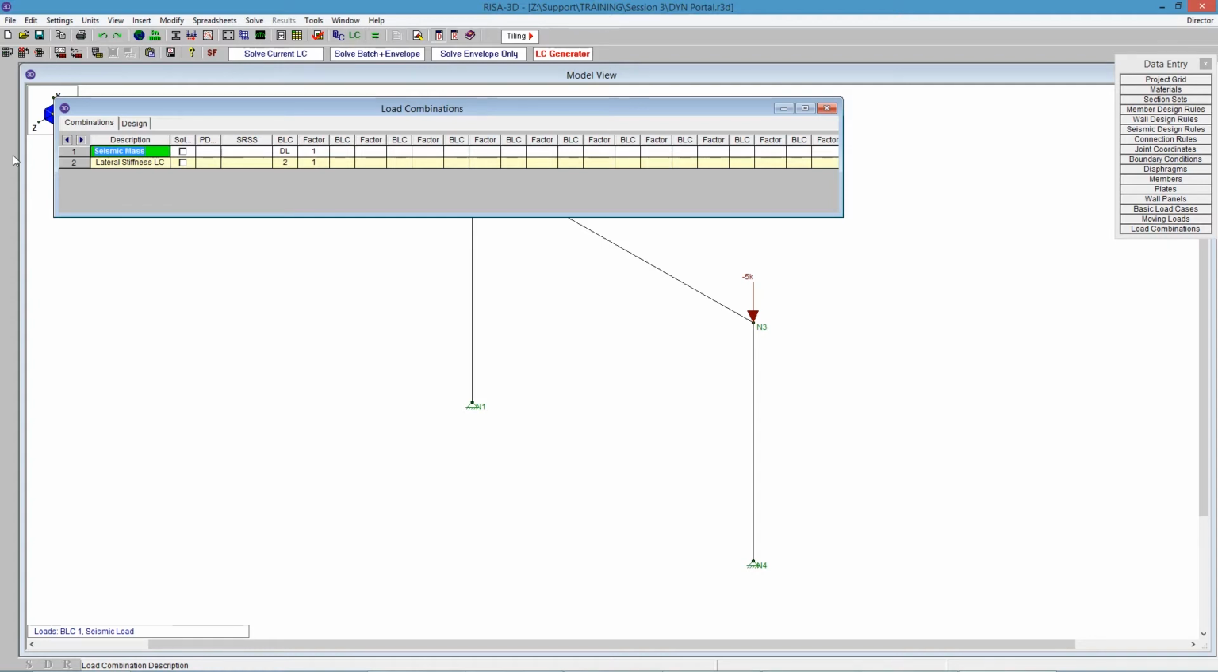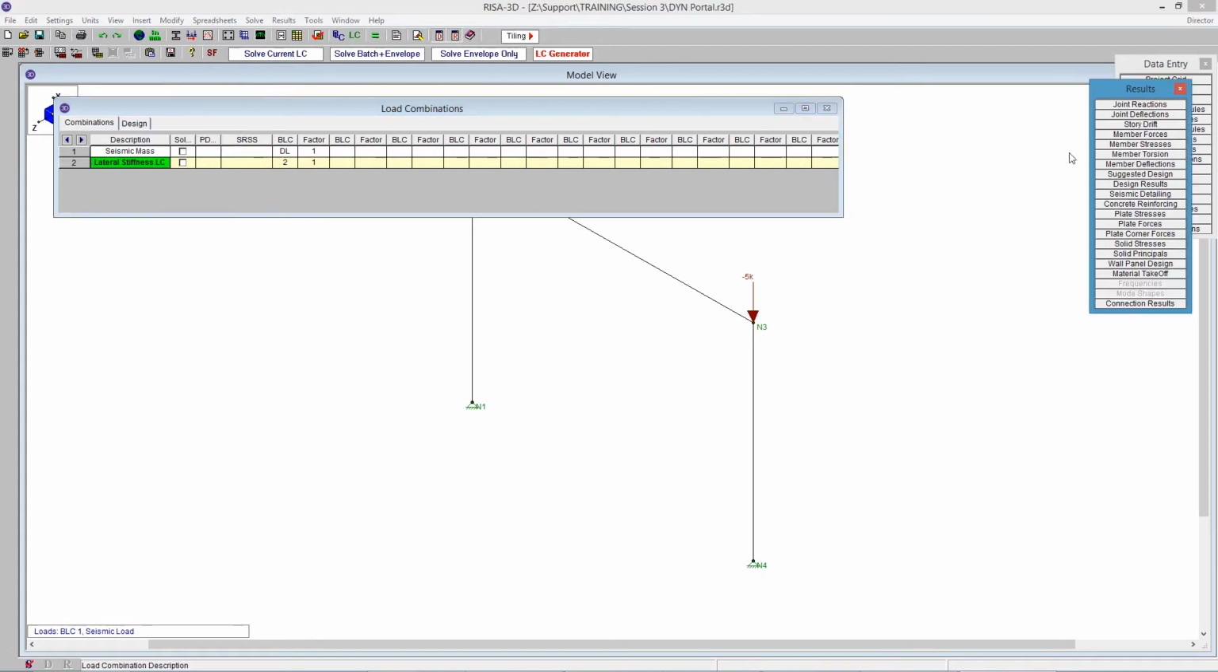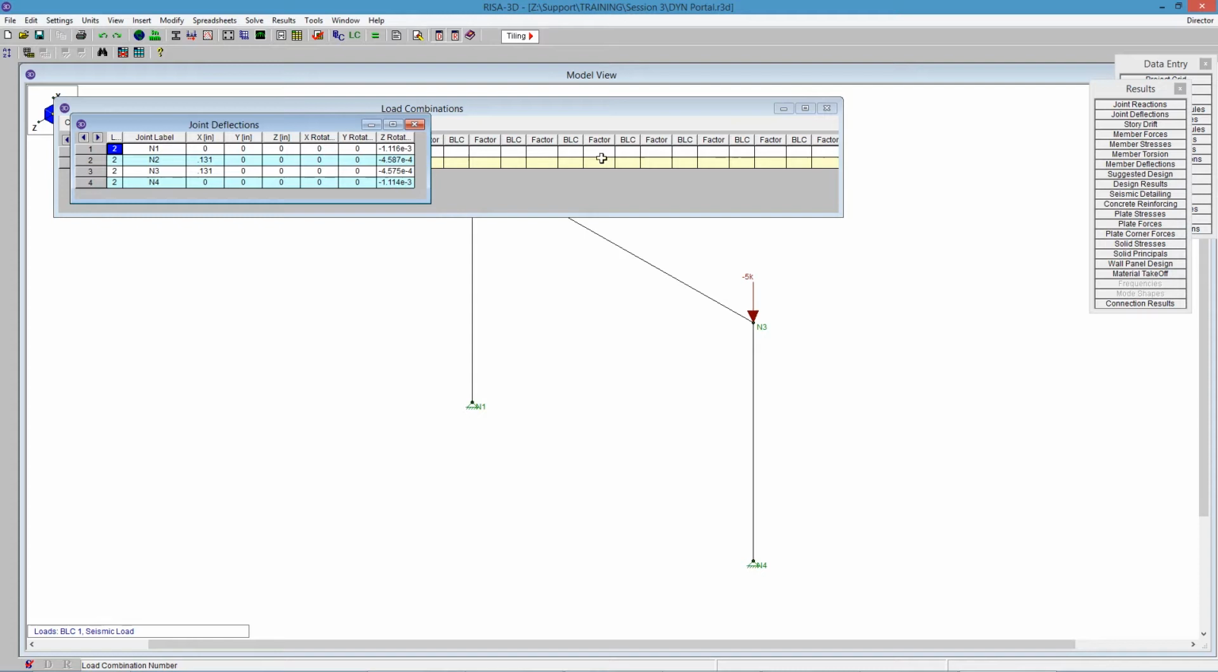So that lateral stiffness I had mentioned earlier was to find our stiffness, so we could just run a single combination to find that. Using our joint deflections, we can find what that stiffness was. This is our joint deflection for our top node, N2 and N3 are moving in the x direction 0.131, and that's how we went ahead and found that K value. So using that K value, we back calculated it to get our period.